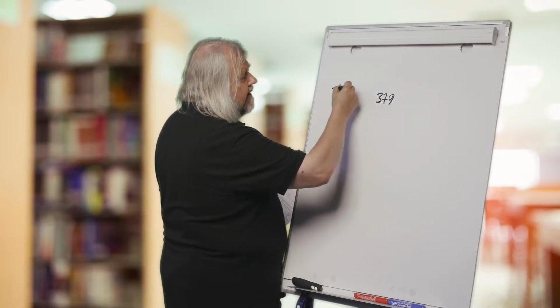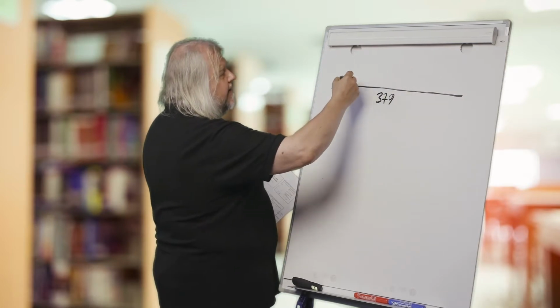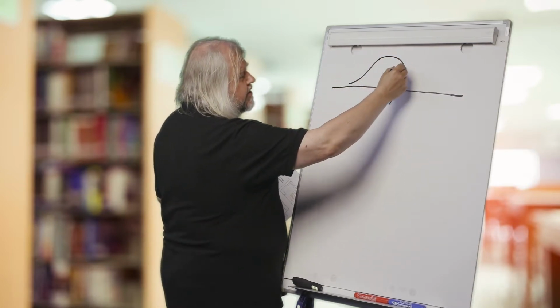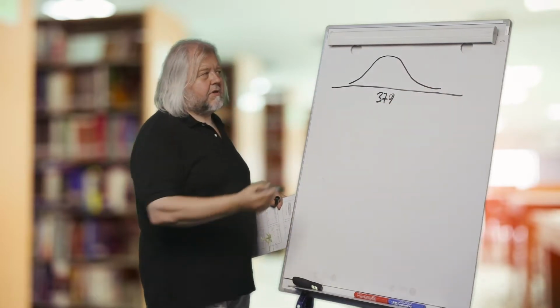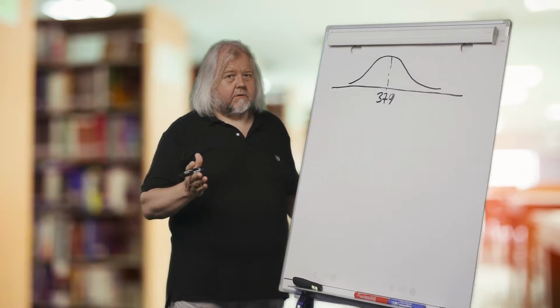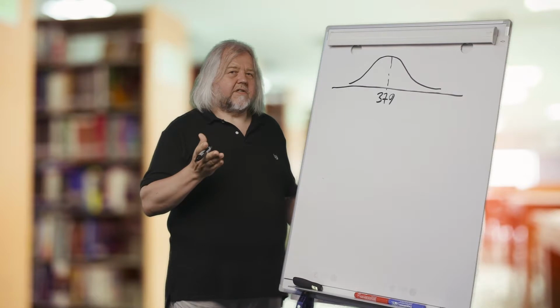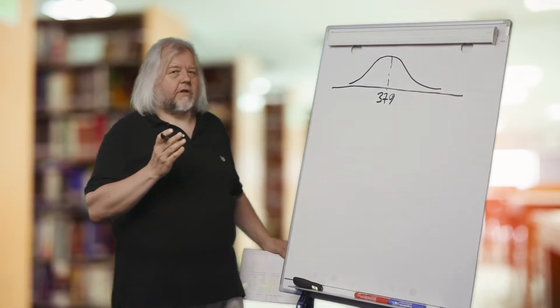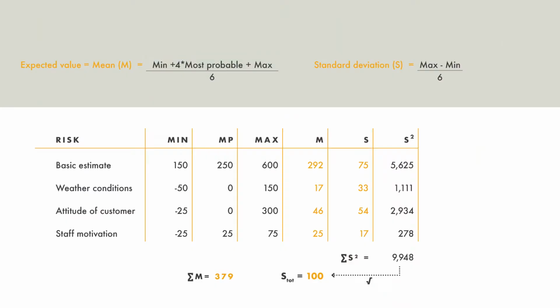379 is our mean value or expected value. We can make a bell-shaped probability distribution around it. And now our assumption is that the total risk is distributed according to the normal distribution. So if we mathematically try to justify it, we would say that the central limit theorem brings quite quickly, with only a few part distributions which are skewed, the end result, which is normally distributed.